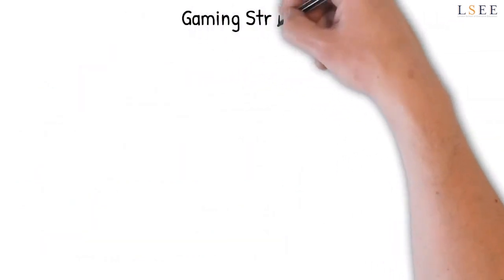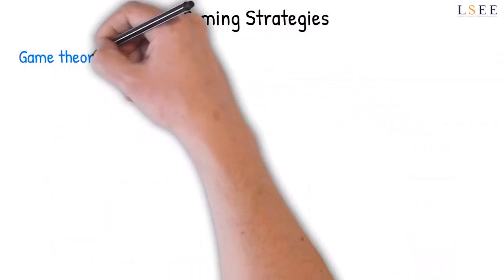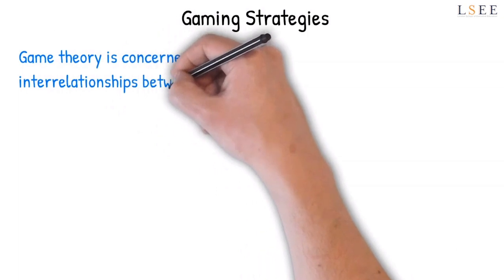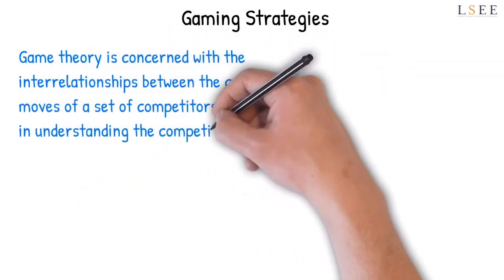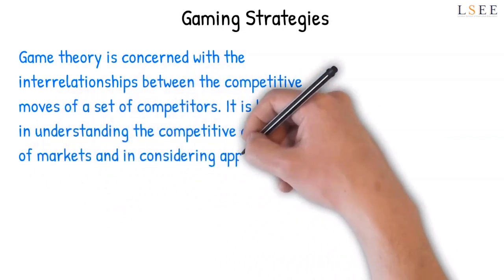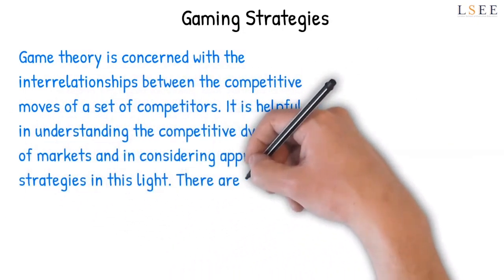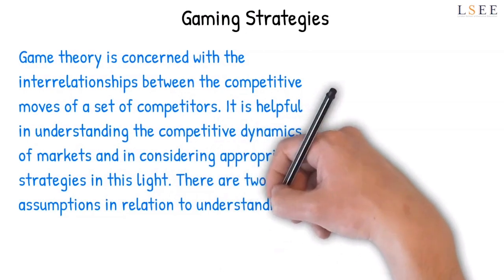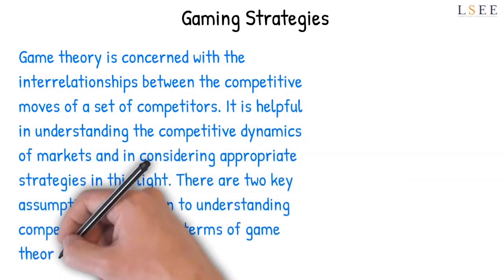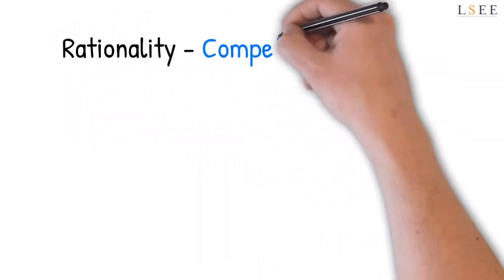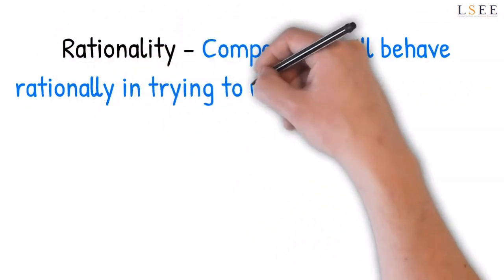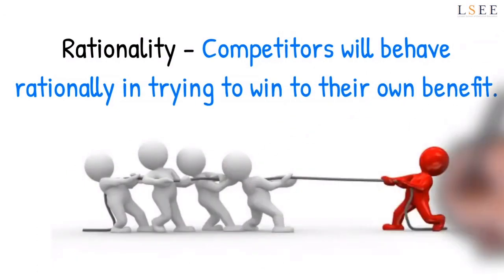Gaming strategies. Game theory is concerned with the interrelationships between the competitive moves of a set of competitors. It is helpful in understanding the competitive dynamics of markets and in considering appropriate strategies in this light. There are two key assumptions in understanding competitive dynamics in terms of game theory. Rationality: competitors will behave rationally in trying to win to their own benefit.